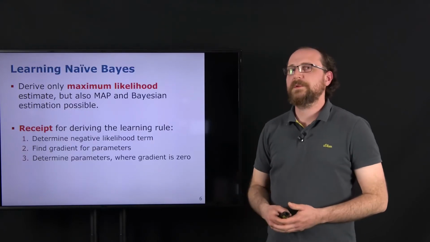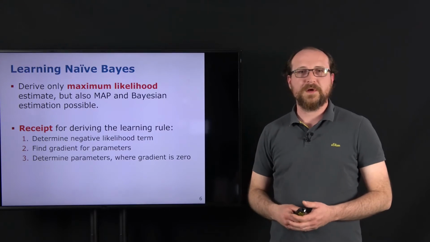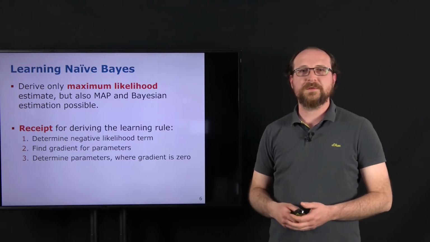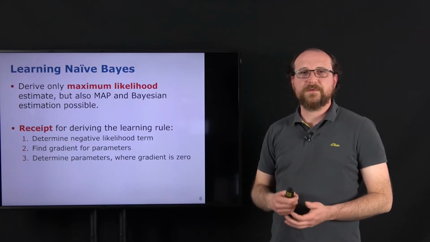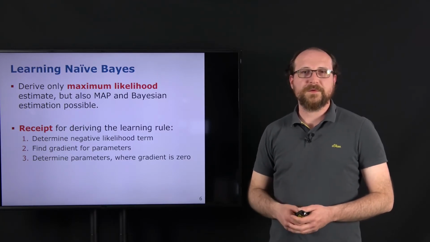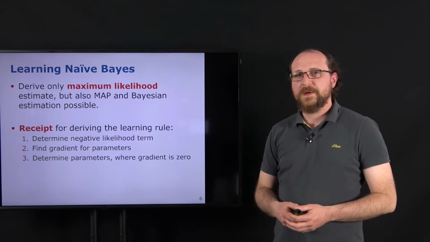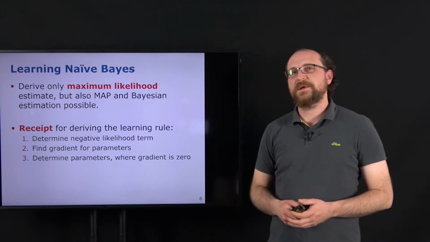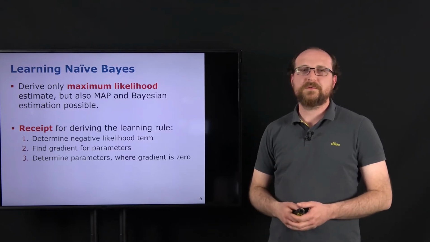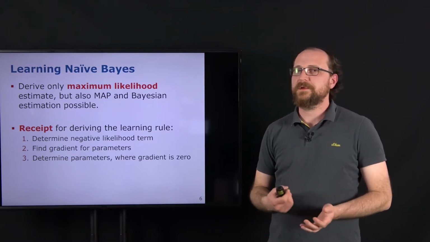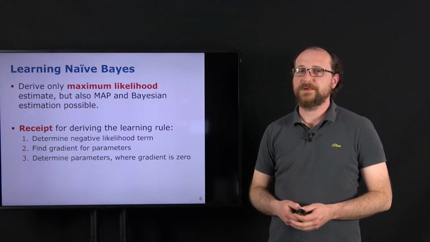Equipped with this, we can now derive the learning rules, how to estimate the parameters like the mu and the variance of the normal distribution, but also the values of the categorical distribution. And for this, we are deriving here mainly the maximum likelihood estimate, but of course, you can also do the maximum a posteriori estimate, and the Bayesian estimation is also possible here.